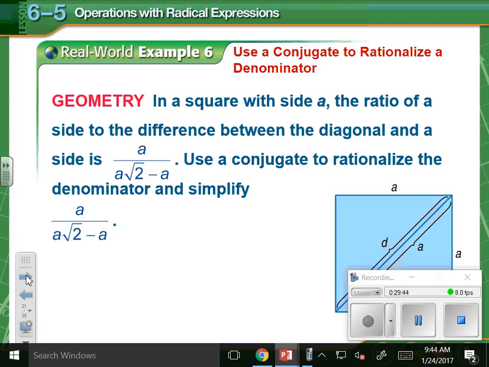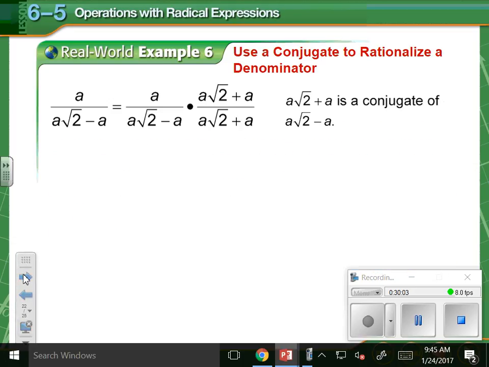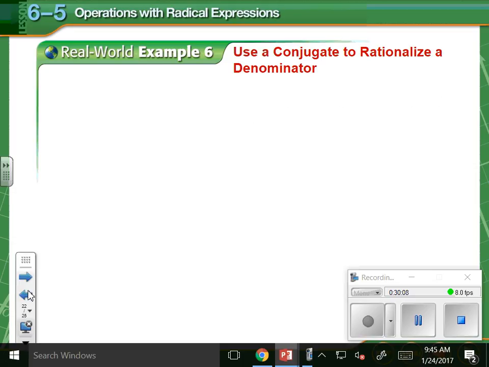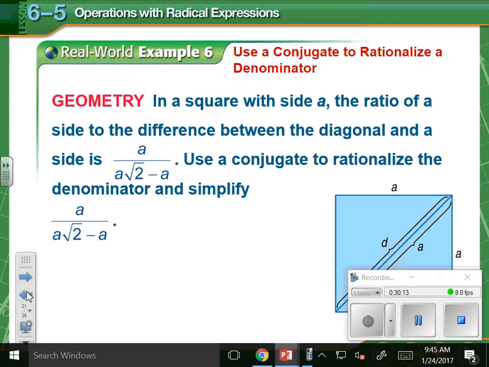So if you're sleeping right now, please wake up and write this down. A conjugate. When you have a denominator of A square root of 2 minus A, your conjugate, the thing that will help you rationalize the denominator, is, it's a lot of words to write down. You don't need to write all of that down. We just need to figure out to use the conjugate to simplify that. We'll run out of time.